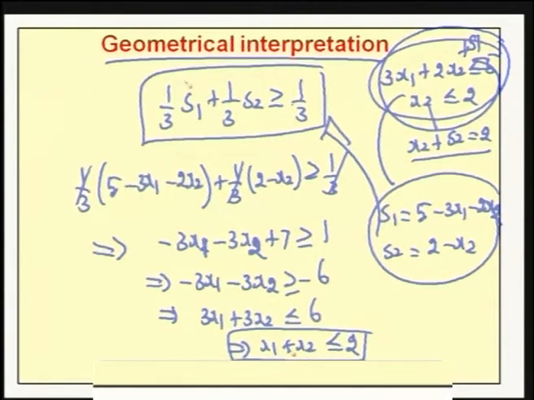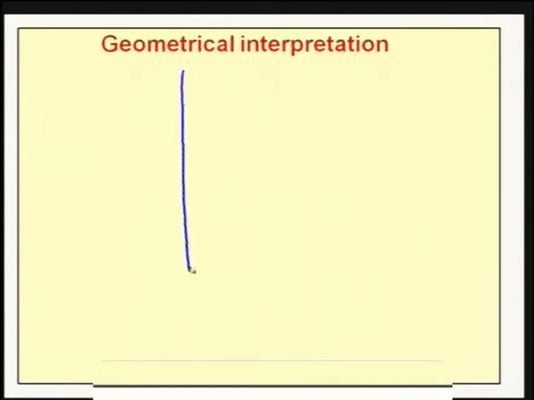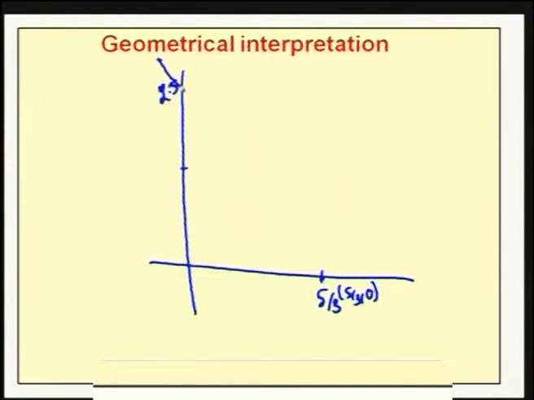We will represent this geometrically. What we have is this one. Our first equation is 3x1 plus 2x2 equal to 5. By taking x2 equal to 0, x1 equals 5 by 3. So, I will take my 5 by 3 here. So, this is one point, 5 by 3 comma 0, and taking x1 equal to 0, we get x2 equal to 2.5. So, this is the first constraint, 3x1 plus 2x2 equal to 5.